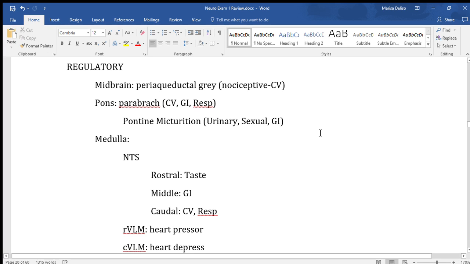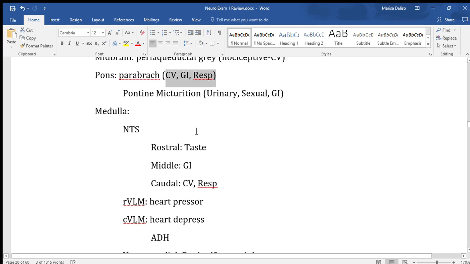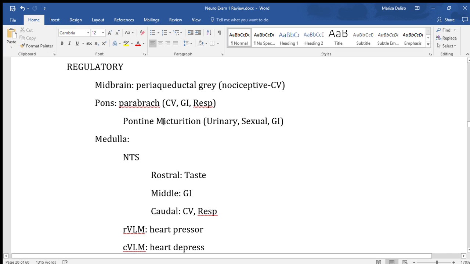So for pons, what's super important is knowing your pontine micturition center is there, and it's easy to remember that your urinary, sexual, and GI system are all interrelated there, because those are all in the same area, I guess. I honestly don't have super great ways to remember it, and that's because they're not very high yield. So I tried to make it nice and concise. So pons, pontine micturition. Midbrain, nociceptive via periaqueductal gray.